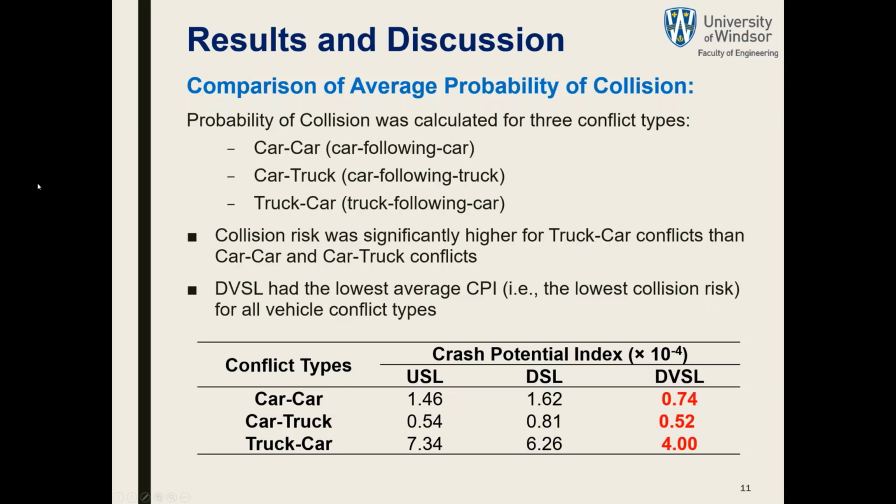We also compared the crash risk, the comparison of the average probability of collision. Crash risk was calculated for the 3 strategies and 3 vehicle pair types: car following car, car following truck, and truck following car. Collision risk was significantly higher for truck following car conflicts than car following car and car following truck. Differential variable speed limit had the lowest crash potential index, which means the lowest collision risk for all types of vehicles. This is because differential variable speed limit allowed smoother and more gradual speed change for cars and trucks in the congested condition.